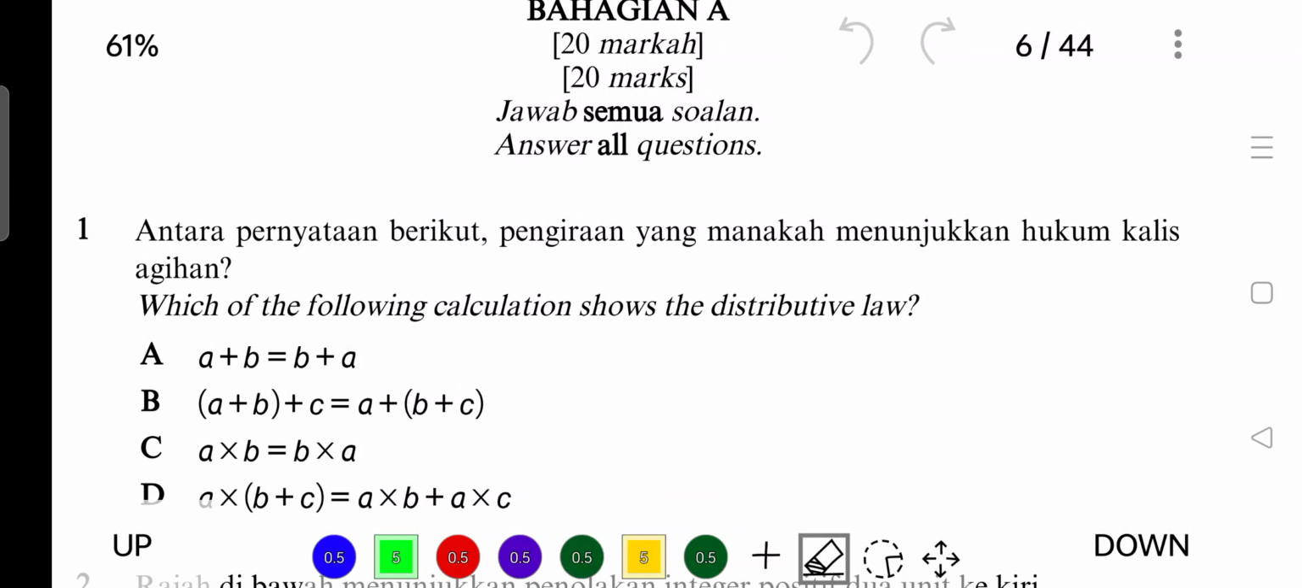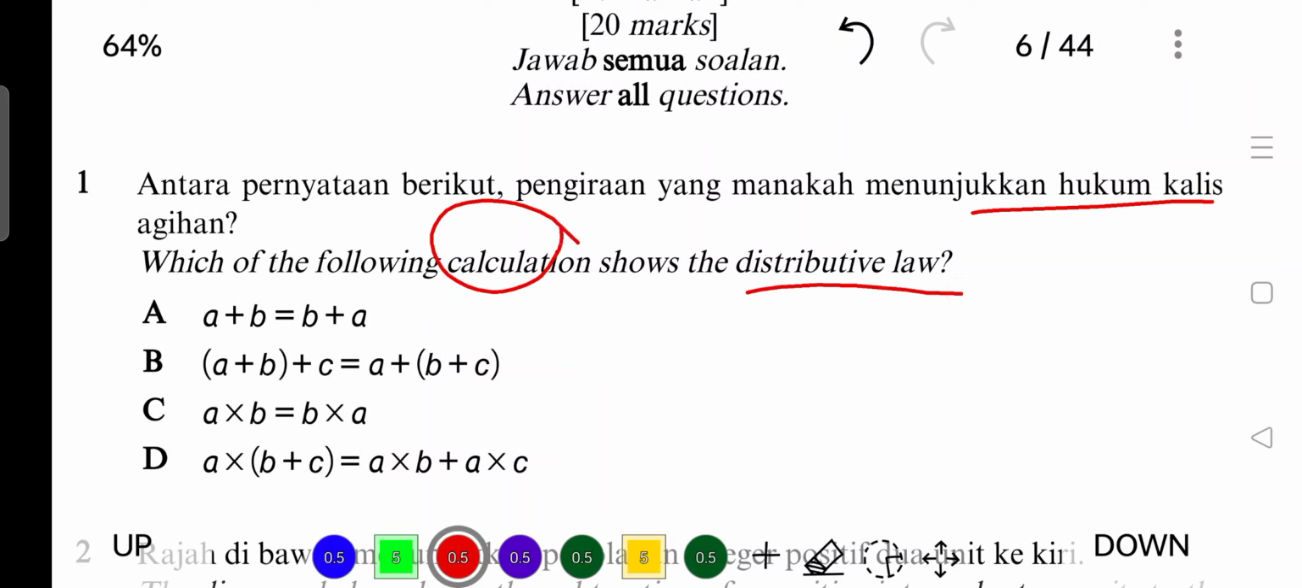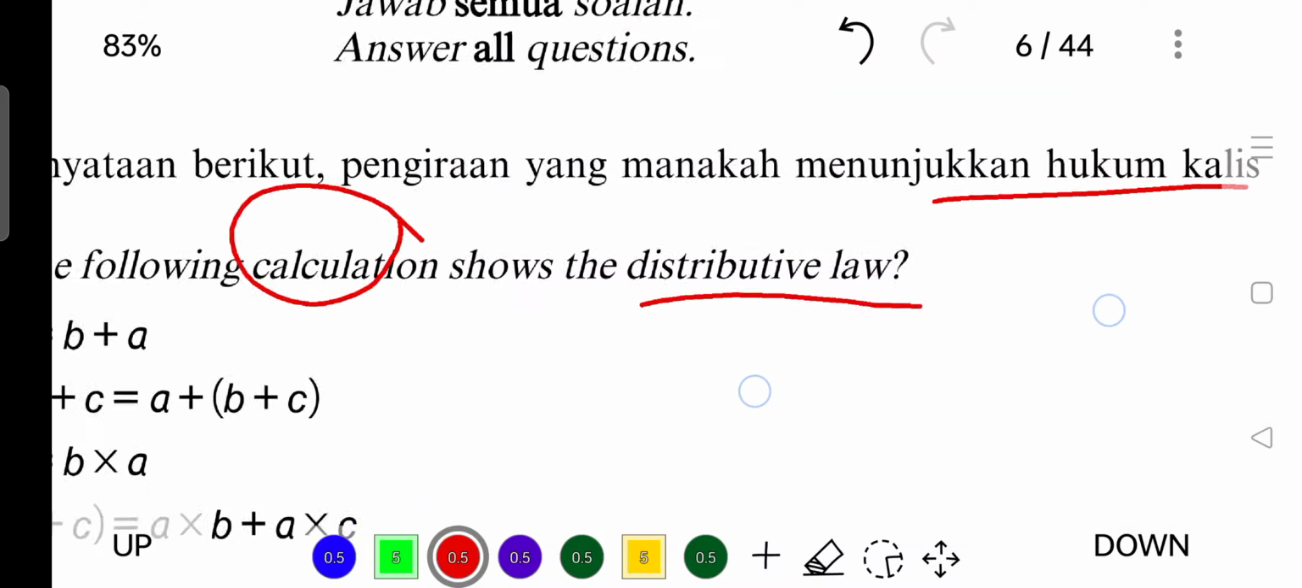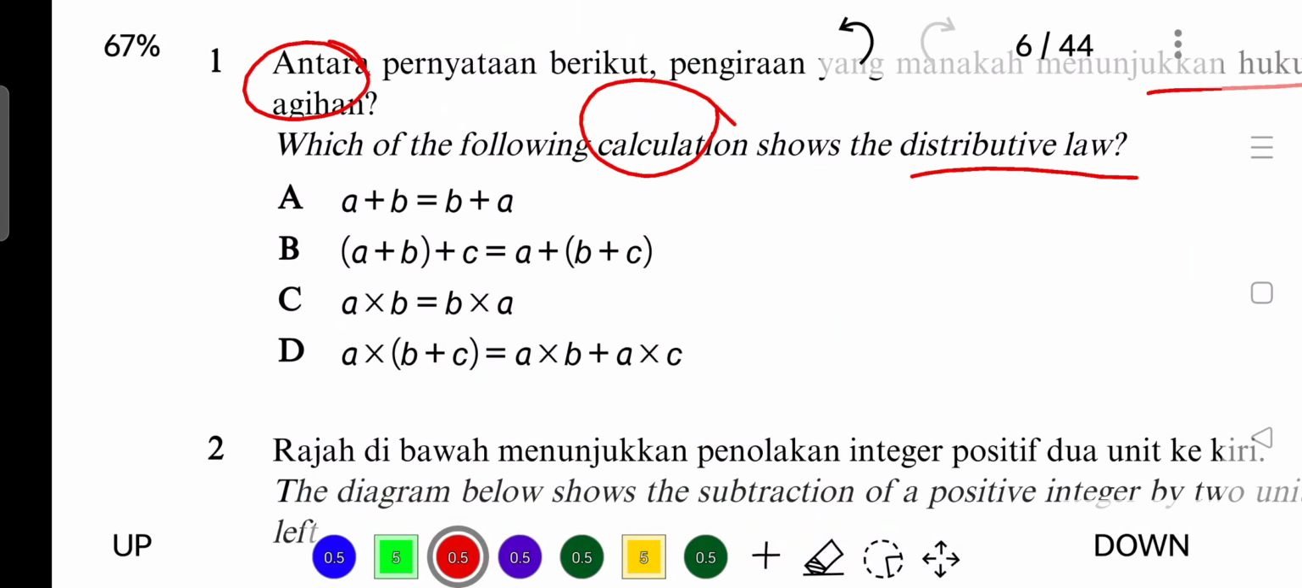So question number 1, which of the following calculations shows the distributive law? Antara yang berikut pengiraman akan menunjukkan hukum kalis agihan. First of all, what we are going to do is underline every important word. Which one shows the calculation for distributive law? What is distributive? Distributive means distribute. Agih means you distribute something.